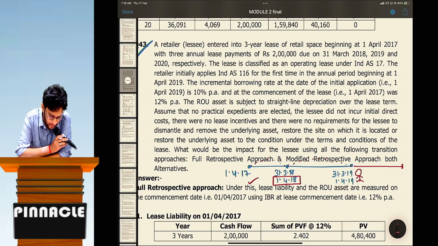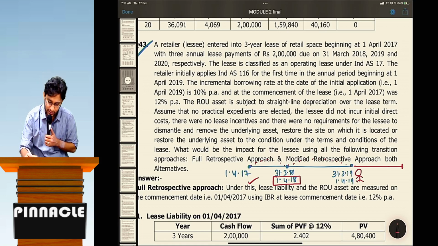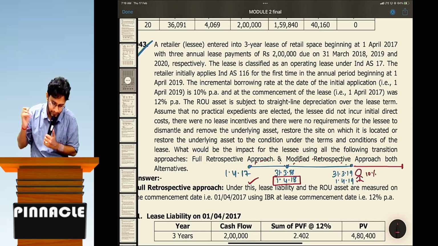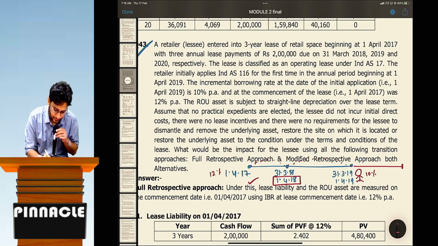The retailer, okay, that's okay. The incremental borrowing rate at the date of initial application, that is on 1/4/19, is 10% per annum. IBR he is giving. On which date is he giving? First 2 days. Today's IBR, sir, is 10%. And at the commencement date, it was 12%.